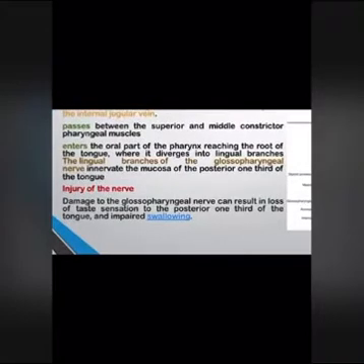Injury of the nerve. Damage to the glossopharyngeal nerve can result in loss of taste sensation to the posterior one-third of the tongue and swelling.